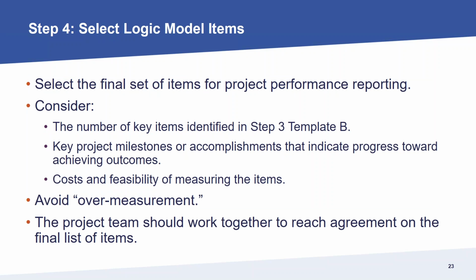Okay, we have advanced to step 4. Here, you are making the final selection of items that you're going to measure. This is where you and your team give pause to reflect on the content of step 3, template B. You should really examine what made that list. And then you should look at it with a mindset of cost and feasibility of measuring. Also, think about what the indicators of progress are and make sure that that's what's reflected in the list.